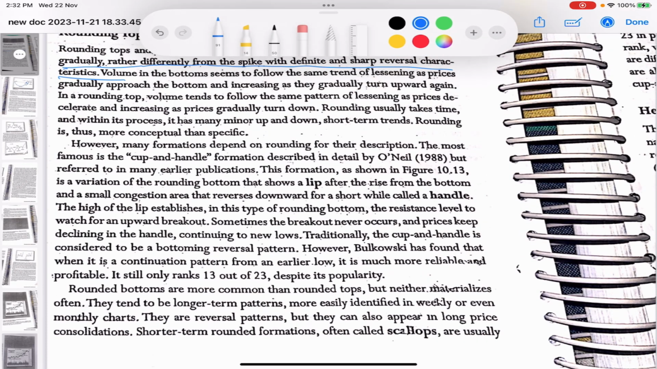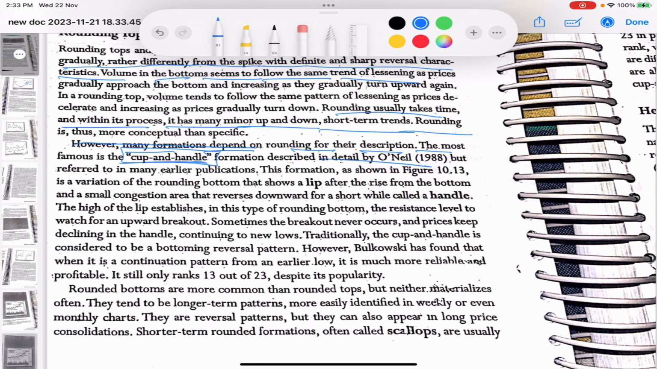Alright. So now let's talk about the volumes when it comes to this particular pattern. Volume in the bottom seems to follow the same trend of lessening as the prices gradually approach the bottom. So when it's consolidating, when the pattern is forming, the volume is usually low, and rounding usually takes time, and within the process it has many minor ups and downs. Rounding is thus more conceptual than specific, and the volume at the breakout is always advisable to be high. However, many formations depend on rounding for their description. So the most famous is the cup and handle formation.